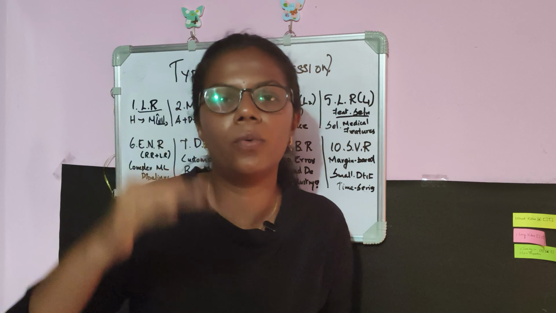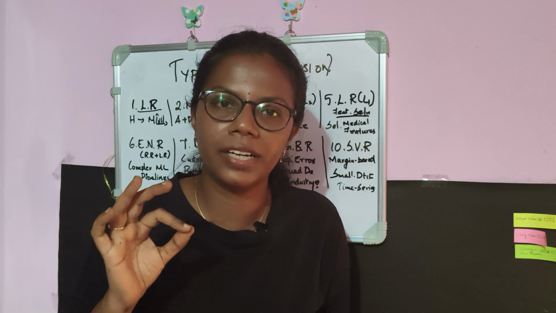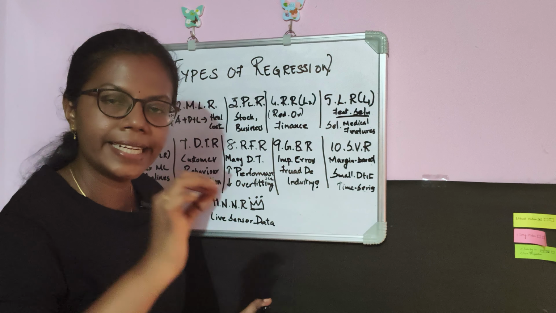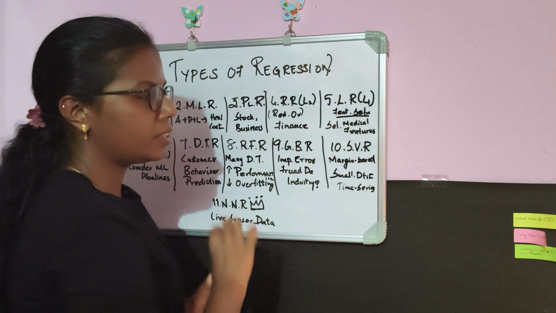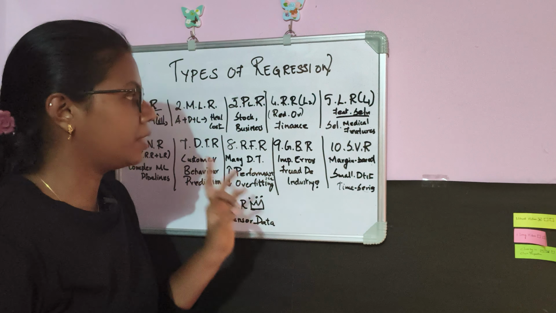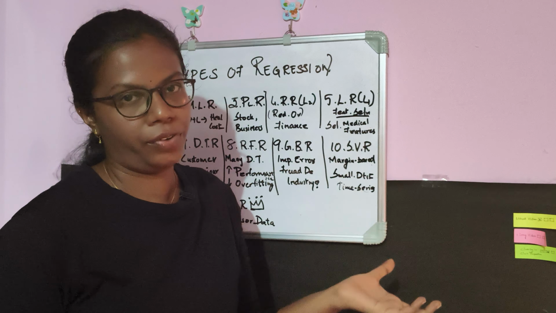So specifically to avoid that overfitting, it follows a certain step-by-step process that is called regularization. Ridge regression is also called L2 regularization, and lasso regression is also called L1 regularization. Ridge regression is specifically used for reducing the overfitting.